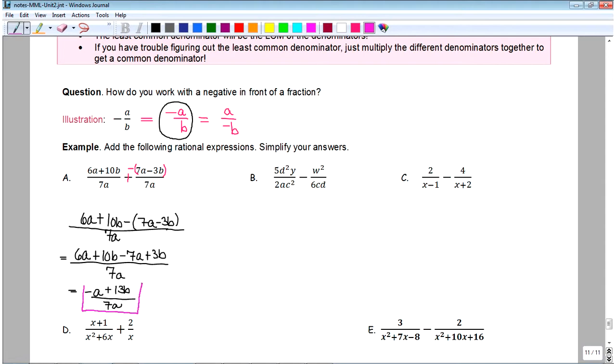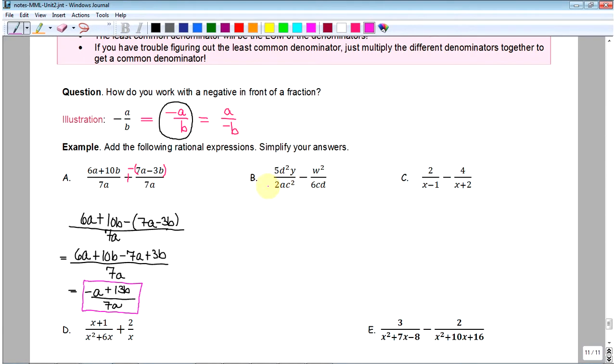We cannot cancel out the a's because we don't have a product in the top. So don't make that mistake of just canceling those a's out, because you'd also have to be able to take a out of the 13b. Since that's an addition, this is one quantity in the top.